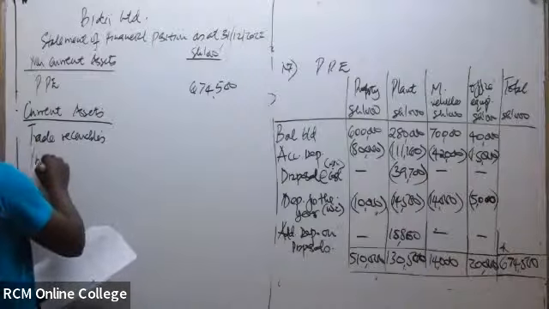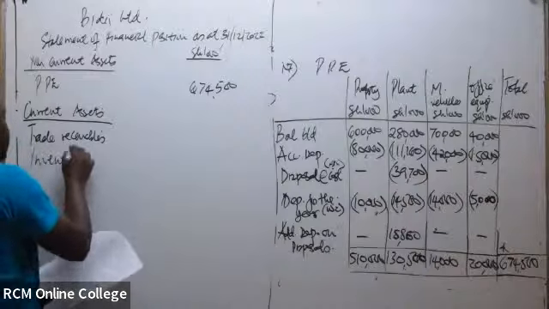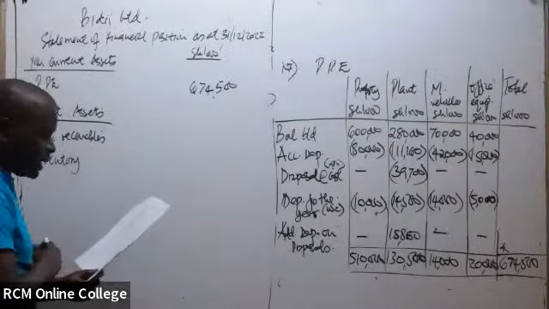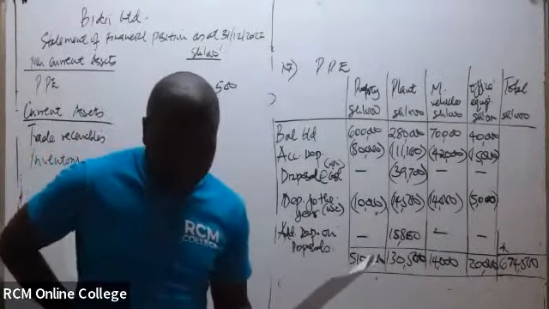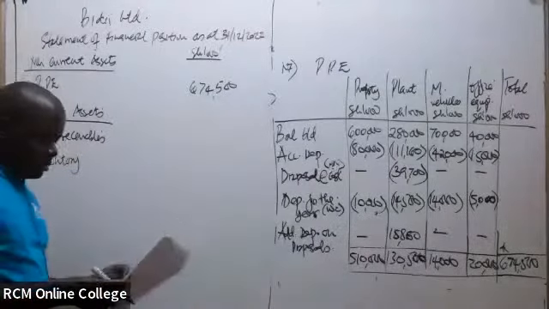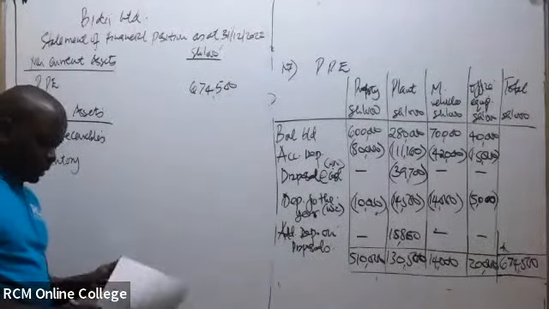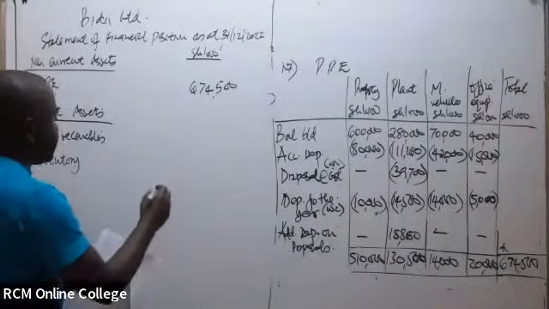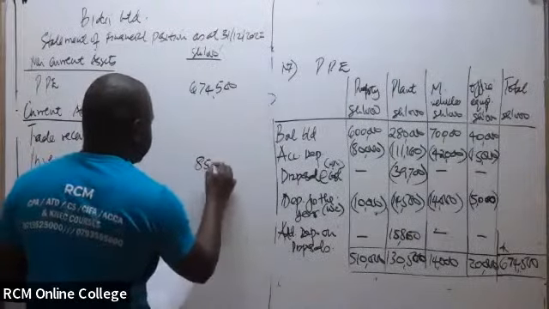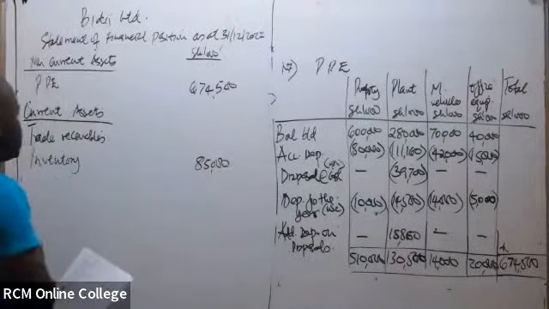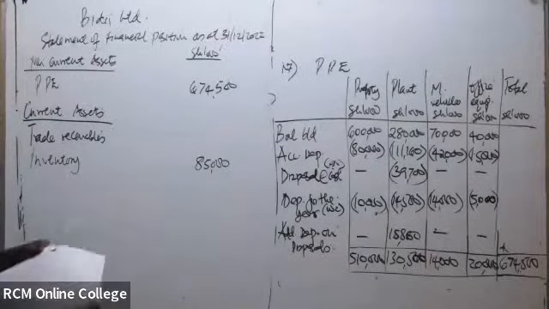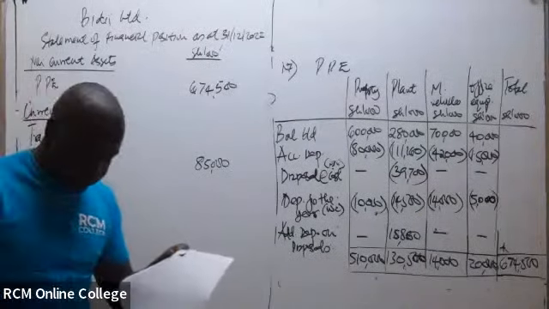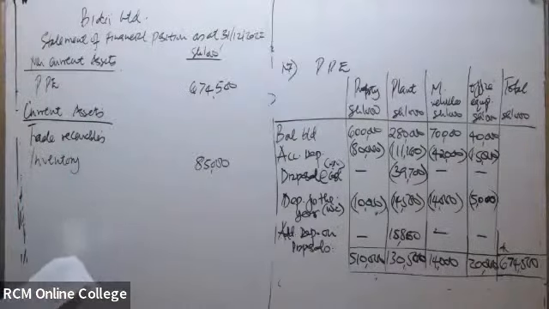We have also inventory. Inventory in this case, you've been given in the additional information there. I think it's additional information number 5. So inventory in this case is 85 million. So what do you think we'll do with this? Of course, we've been given trade receivables of 74,500. So what will we do with it before we place it here?